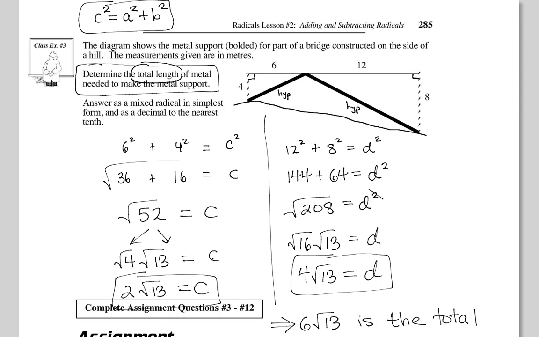All right, so 6 root 13 is the total. Just because if I didn't even read the question, I just kind of knew what they wanted. Determine the total length. So I need to find that length and then add them up to get a total. So it's a valid question. And I got this answer at the bottom here.